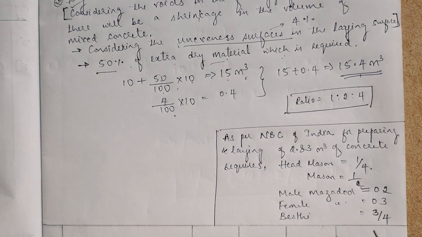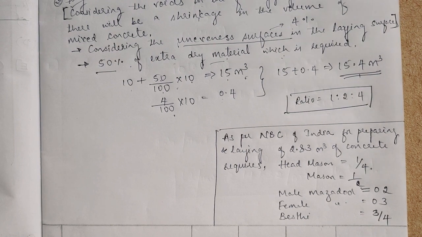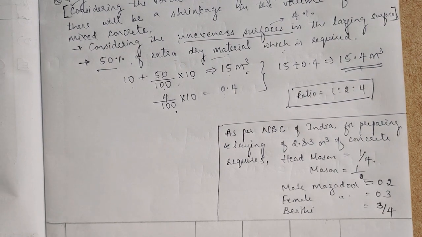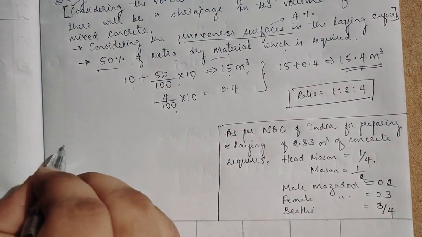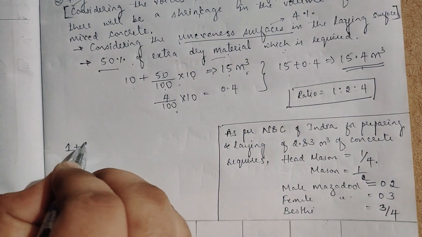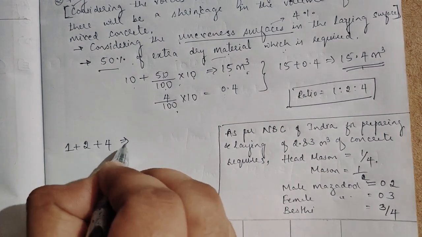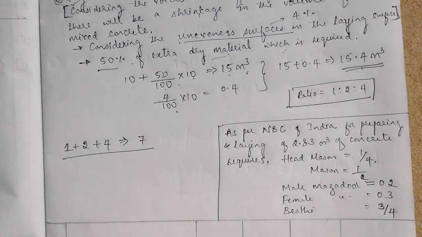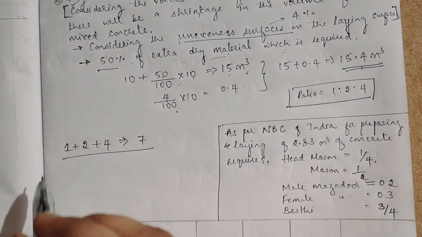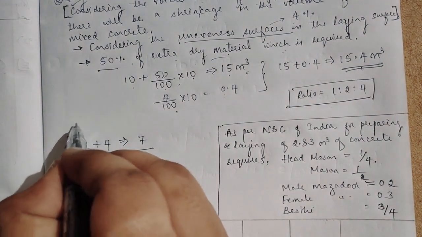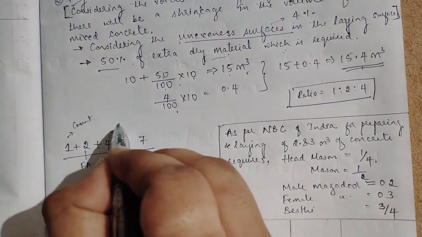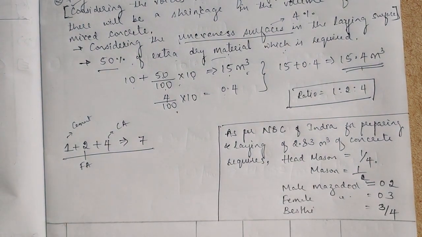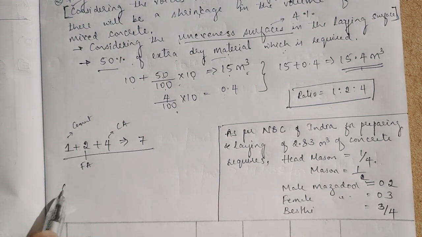And we have been given the ratio 1:2:4. When this ratio is given, add them: 1 plus 2 plus 4, what will we get? We will get 7. So this is for cement, this is for fine aggregate, and this is for coarse aggregate, right? So when we do the quantity for materials, for cement, what do we do?